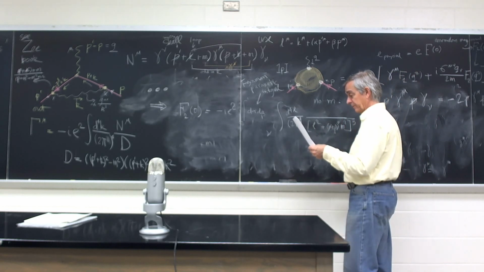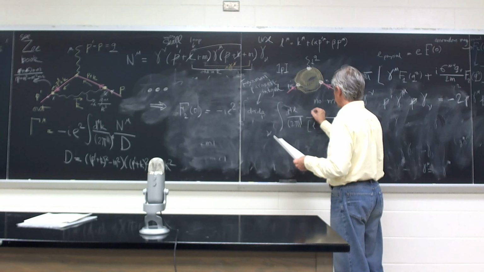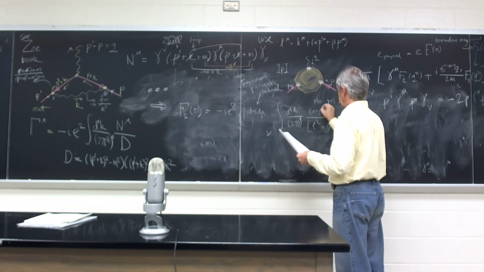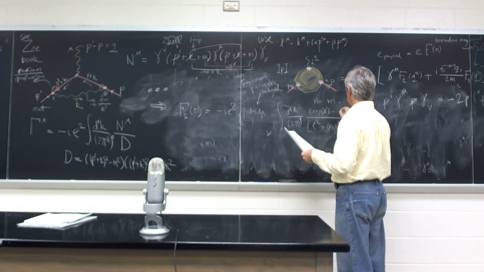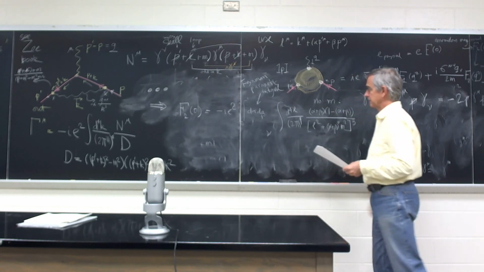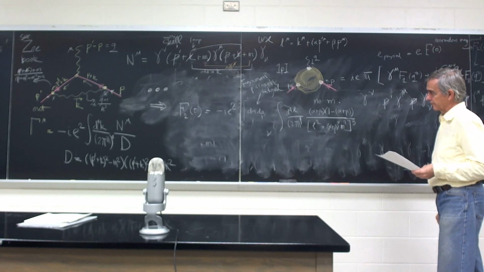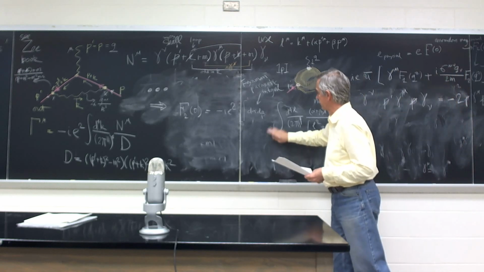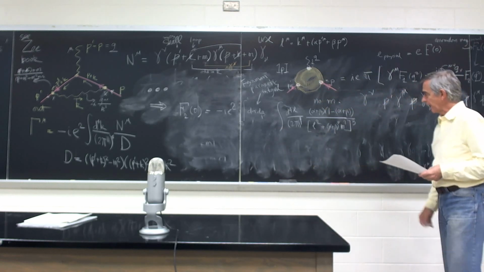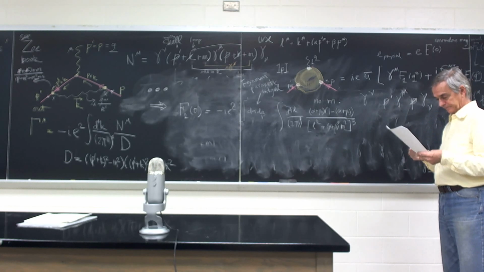And upstairs turns out also pretty amazing. You get alpha plus beta, 1 minus alpha plus beta. And that's the integral for the form factor after you do all the algebra.